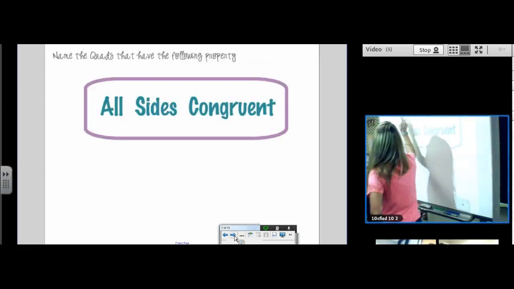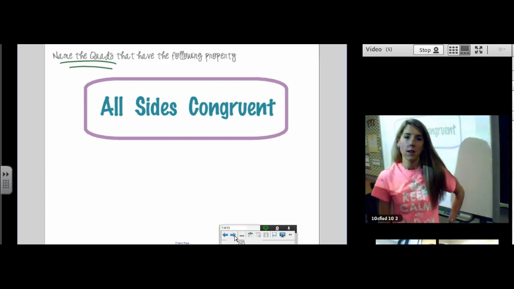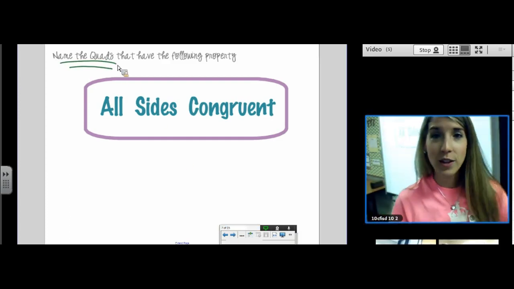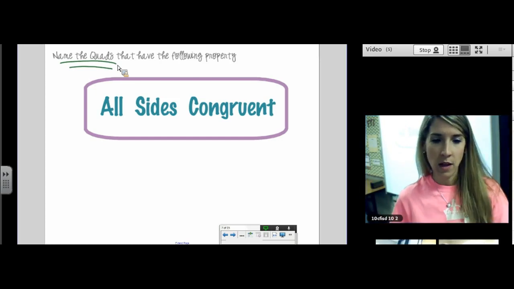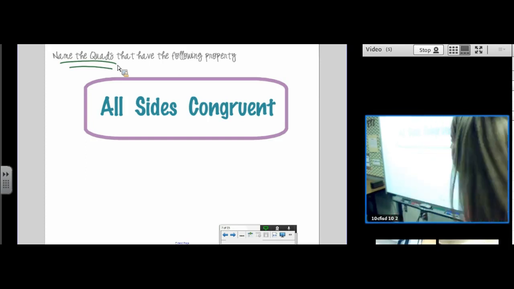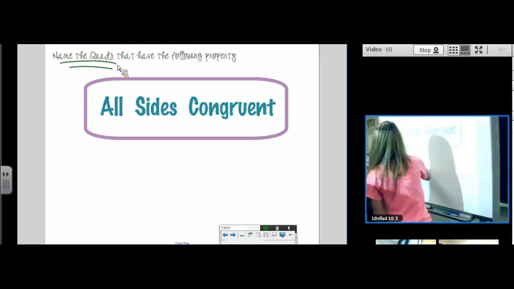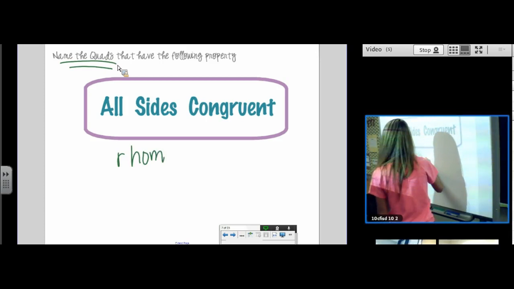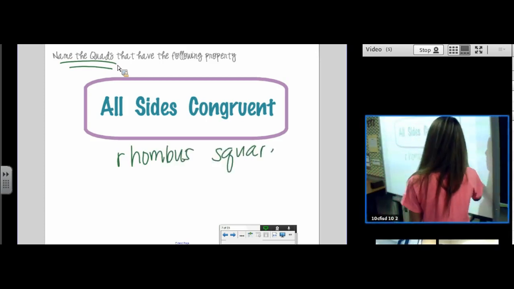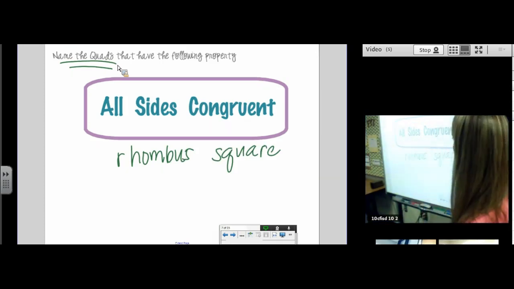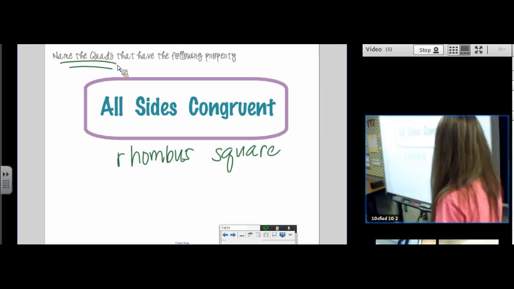Name the quads that have the following property. Name the quads. Try to do this without looking at the chat. Try to do this by yourself. Can you name the quads? There's two of them. That's okay, Johan. You worked ahead. There are two of them. Rhombus has all sides congruent. And of course a square. A square has almost every property, almost. So square is going to be the answer to a lot.